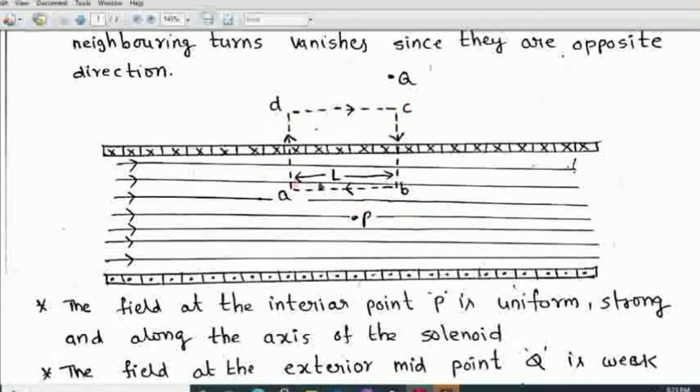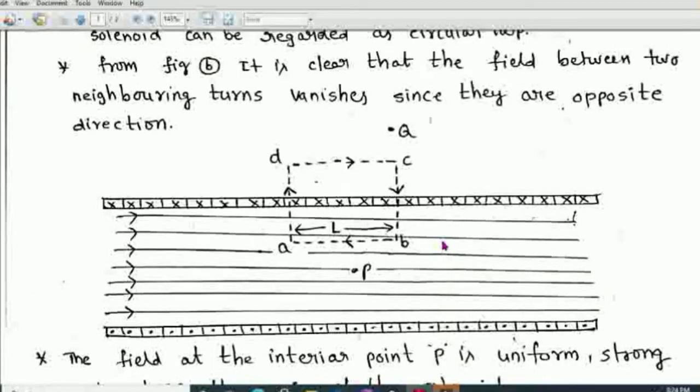Now consider this ABCD Amperian loop, and the two points, point P and point Q. Point P is inside the solenoid and point Q is outside the solenoid. Already we have discussed that when current passes through the solenoid, the total magnetic field is the vector sum of the magnetic fields due to the individual turns. To find the total magnetic field using Ampere's circuital law, the line integral of B dot dl is equal to mu naught times the current enclosed by the curve.